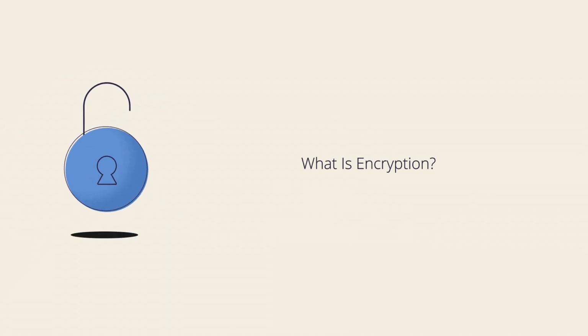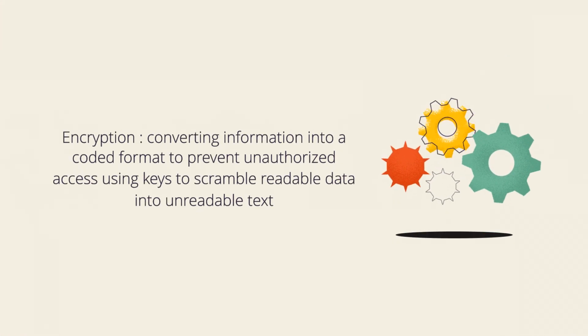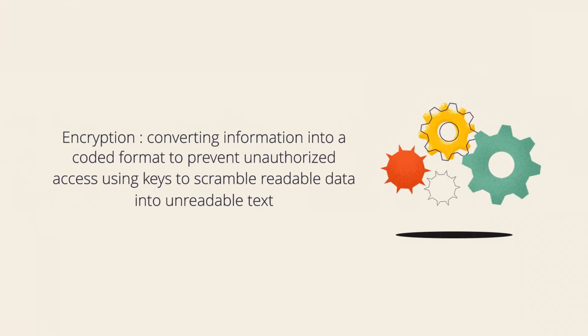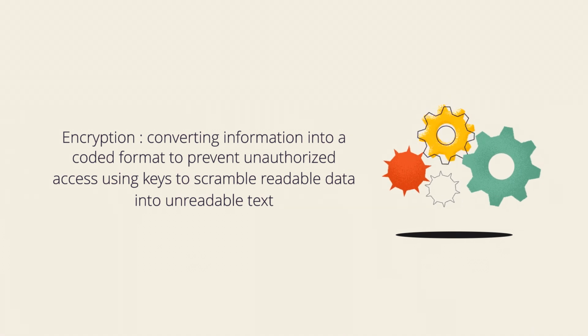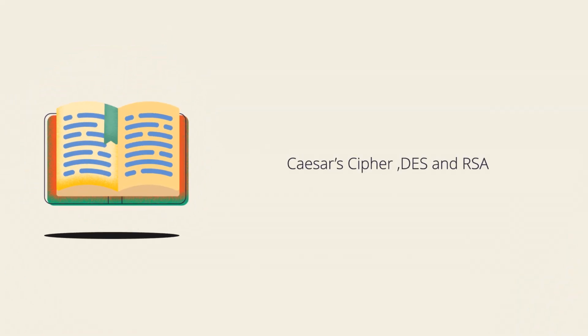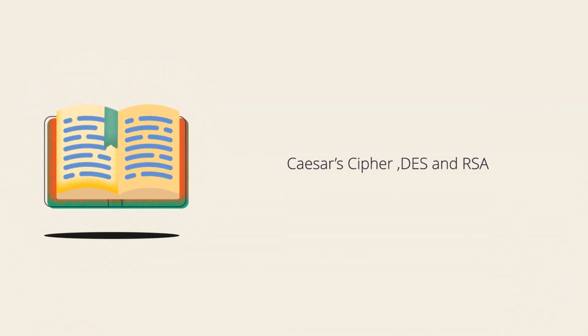Have you ever wondered how your data stays safe when you send an email or log in to your favorite app? The answer lies in encryption, a powerful tool that protects your digital life. Encryption is the process of converting information into a coded format to prevent unauthorized access, using keys to scramble readable data into unreadable text. The concept dates back to ancient times with methods like Caesar's cipher.